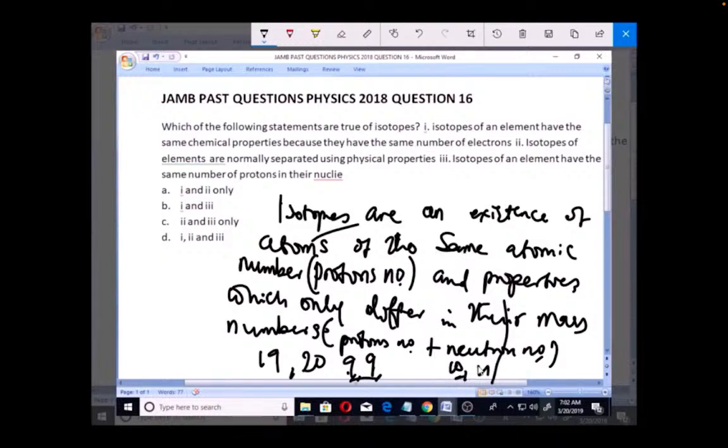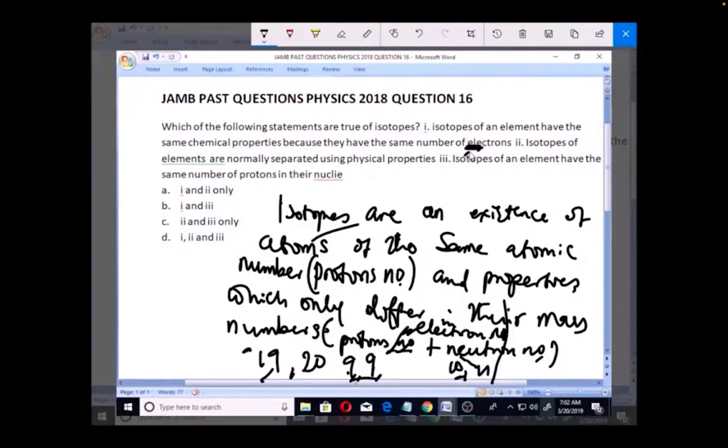And how you notice that the neutron number is different is that their mass numbers are going to be different, because mass number is proton number plus neutron number. And note that proton number is always equal to electron number. Why? Because the atom is electrically neutral. So from this we can easily pick out the answer, because I says isotopes of an element have the same chemical properties because they have the same number of electrons. Yeah, because their proton number is equal to electron number. That means isotopes have the same number of electrons.